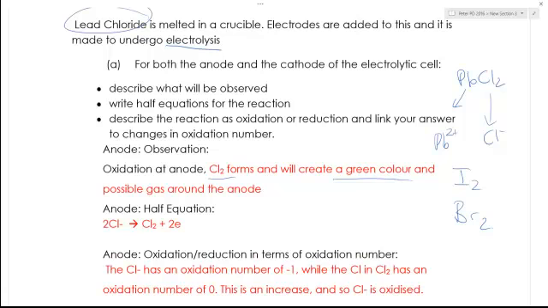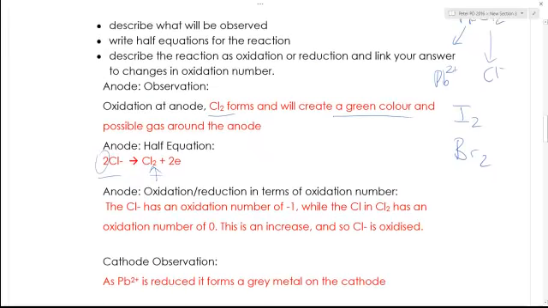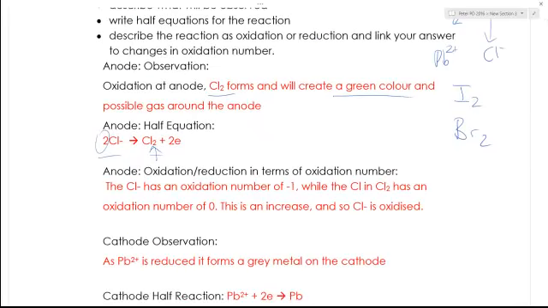Now the anode equation is oxidation. There will always be oxidation at the anode, so it's going from Cl- to Cl2, taking care to make sure you put a 2 there because there are 2 chlorines there. In terms of oxidation number, be very specific with this. Cl- has an oxidation number of -1, Cl in Cl2 has an oxidation number of 0. You must link that to an increase or a decrease. In this case it's increasing from -1 to 0, so chloride is oxidized.